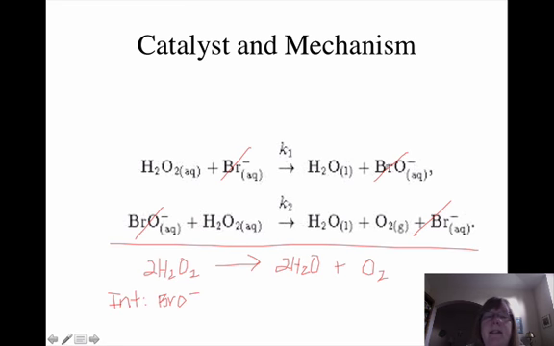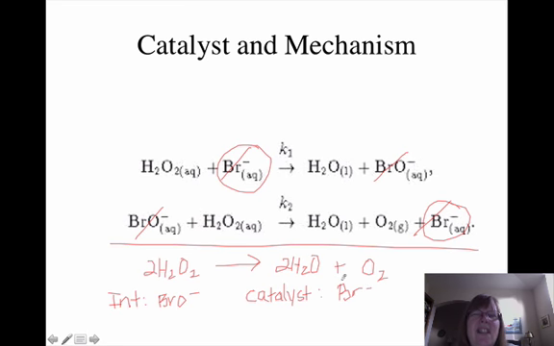It's made in step 1 and then used up. How about a catalyst? A catalyst speeds up a reaction, and the way it does it is by providing a new pathway, or a new mechanism, so that the activation energy has been lowered. It's present at the beginning of the reaction, but then it's regenerated at the end. This is our catalyst. Bromide is our catalyst. Do you see the difference between an intermediate and a catalyst? It's just a very subtle difference, but the catalyst is present at the beginning.